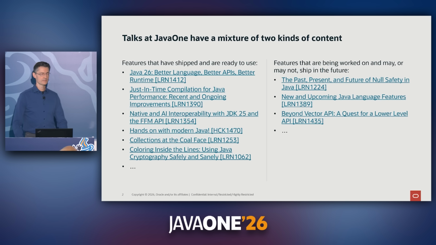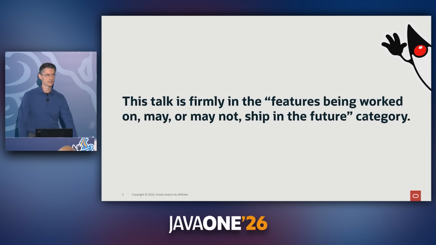So at JavaOne, there tend to be two kinds of material in talks. One is talks that focus on features that have already been shipped and are ready to use. Heard some of those at the keynote this morning, and I'm sure you'll be hearing those at the other sessions at the conference. Other sessions focus more on features that are in development and that may or may not ship in the future. And I encourage you to go to those talks at the conference as well. This talk today is firmly in the latter category.